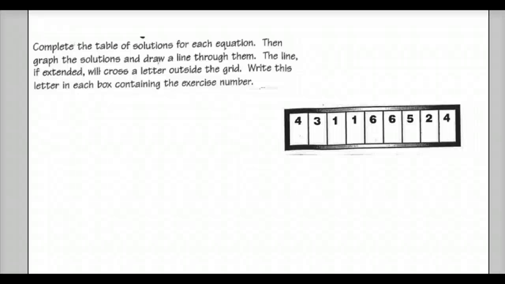Alright, so today we are starting our graphing unit. Our first worksheet we are going to take notes on, and then you are going to do the rest for homework. The top of your worksheet should say, complete the table of solutions for each equation, then graph the solutions and draw a line through them.